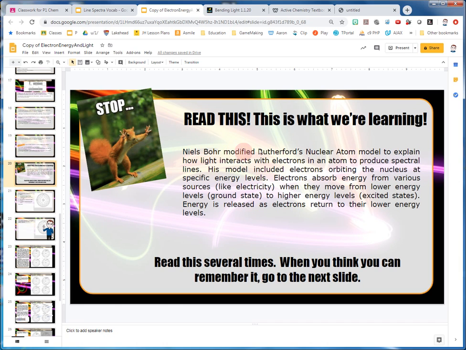Niels Bohr modified Rutherford's nuclear atom model to explain how light interacts with electrons in an atom to produce spectral lines. Those are the fingerprints that we just talked about for elements. Niels Bohr's model included electrons orbiting the nucleus at specific energy levels. Electrons absorb energy from various sources like electricity when they move from lower energy levels to higher energy levels. Energy is released as electrons return to their lower energy levels.